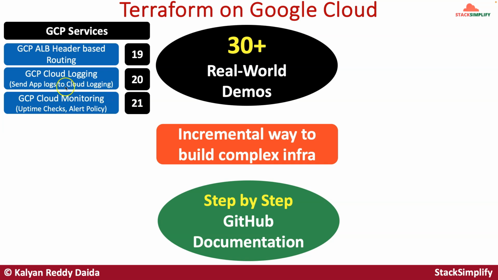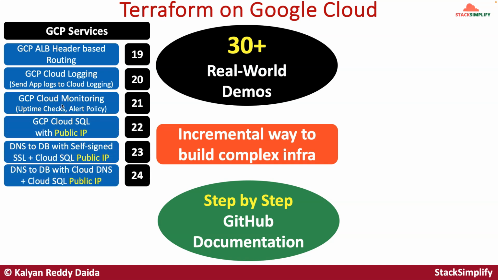In cloud logging, we'll focus on how to send our application logs to cloud logging. The whole thing we are going to automate it with Terraform. And in cloud monitoring, how to create uptime checks, alert policies, and also send metrics, application metrics to our cloud monitoring. All those things we are going to implement in cloud monitoring. And after that, we'll also implement a DNS to DB use case with 6 practical demos.